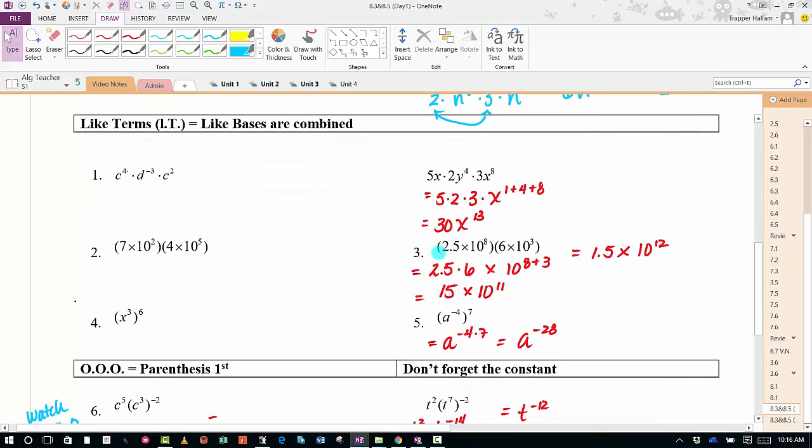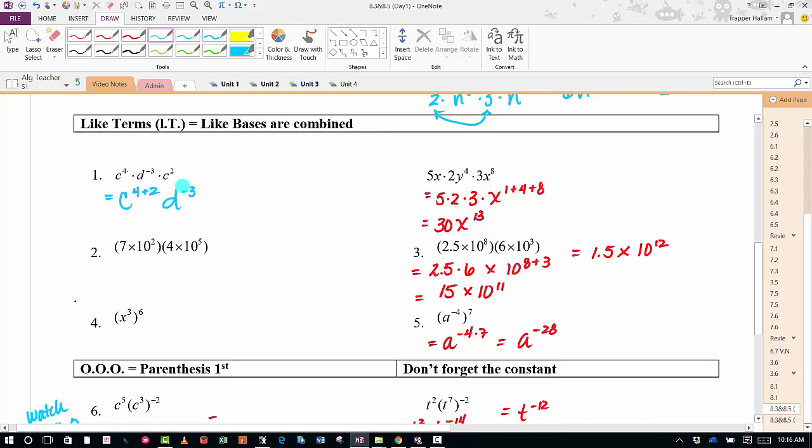All right, so let's talk about some other like terms, or like terms and non-like terms. You can see here we've got a c to the 4th, a d to the negative 3rd, and we've got a c squared. So we've got 2 like terms and 1 non-like term. Here's what we're going to do. We're going to put the like terms together, and if they're multiplied, we know that we add exponents, so I'm going to have 4 plus 2, right? And then d is just along for the ride.